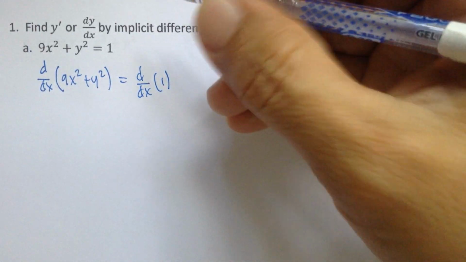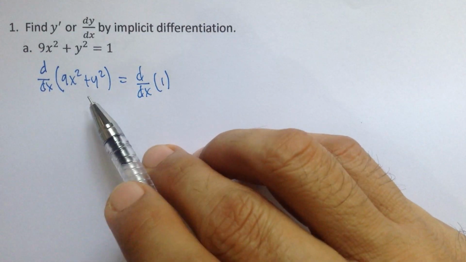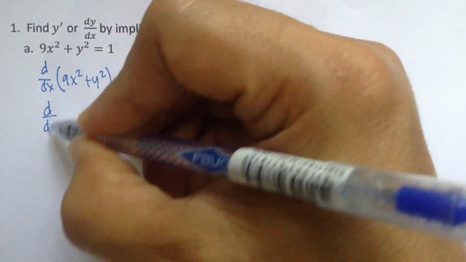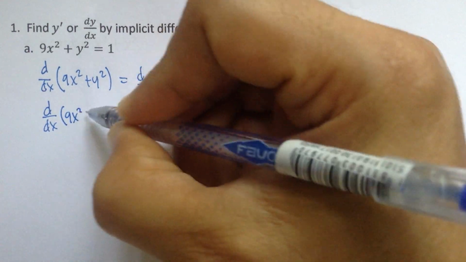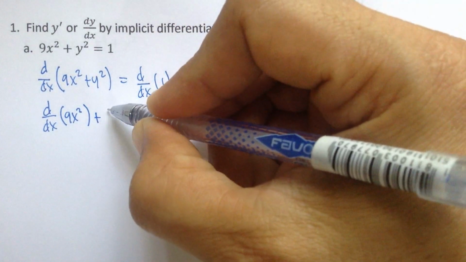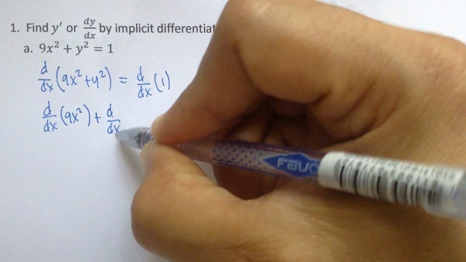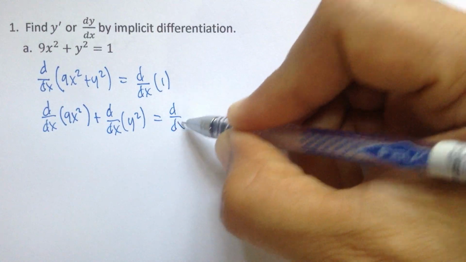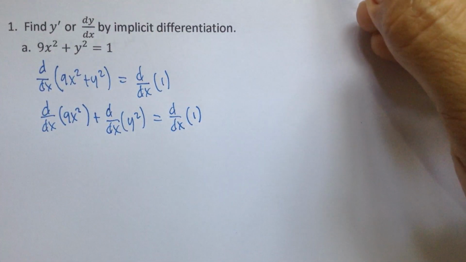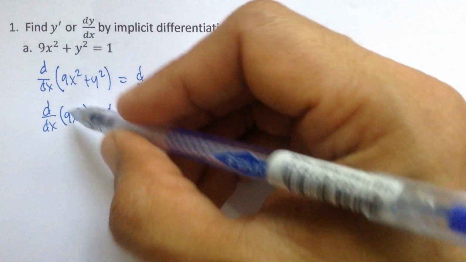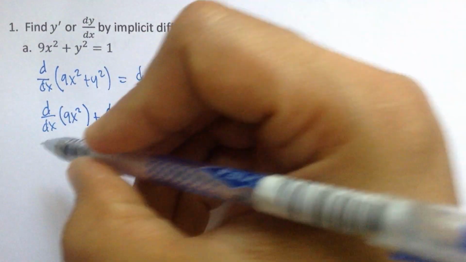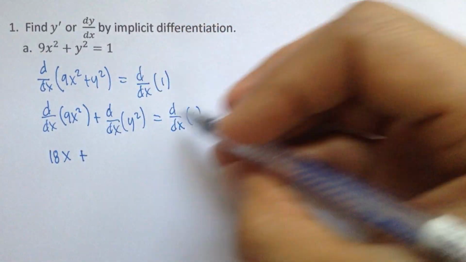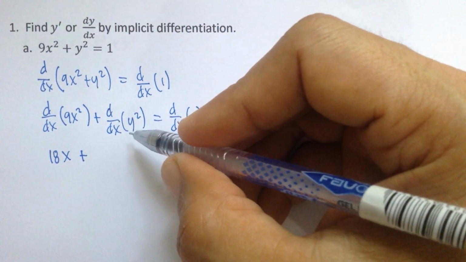Okay. Now, following the rule for differentiation, the derivative of the sum is the sum of the derivatives, so this can be written as the derivative of 9x squared plus the derivative of y squared equals the derivative of 1. Okay, and then you know how to find the derivative of this, right? This is 18x with respect to x, plus the derivative of y squared with respect to x.